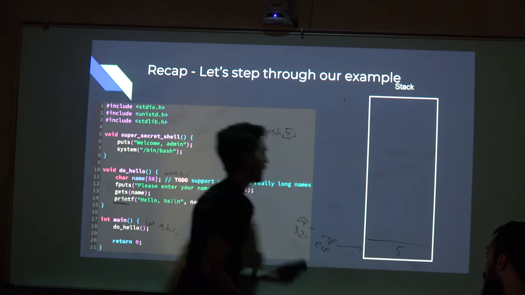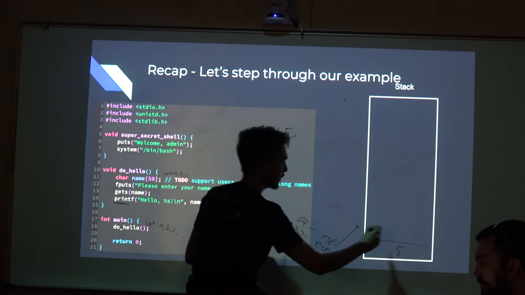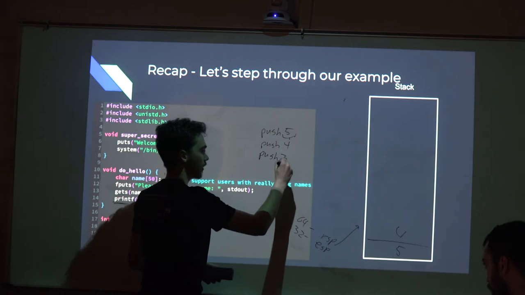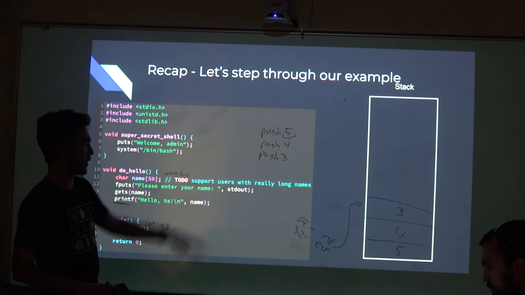And then it can push 4, and the same thing happens, we move the stack. SP stands for stack pointer. We move the stack pointer up one and then store a 4 there. And then same thing, like push 3, move the stack pointer up an element, and then store 3. All right, so that's concretely how we store values on the stack.